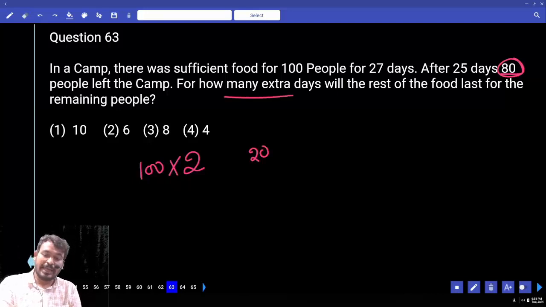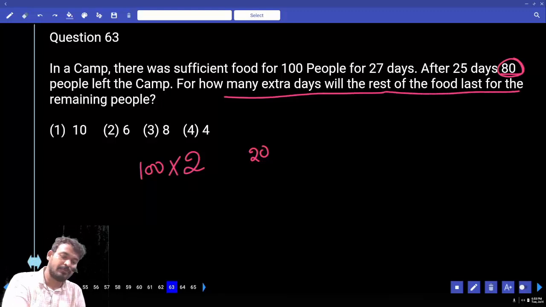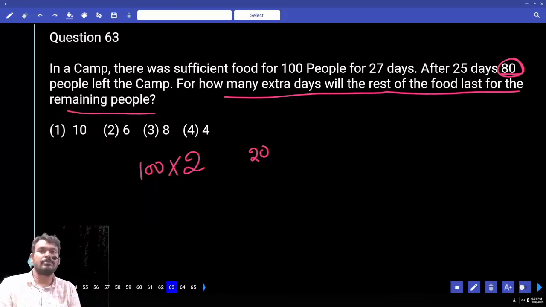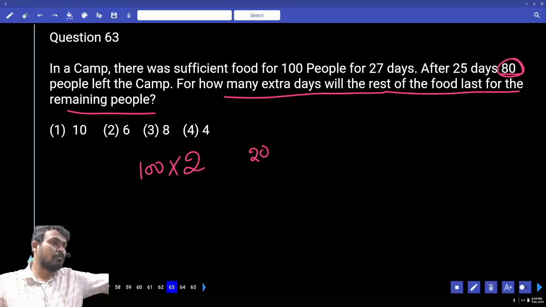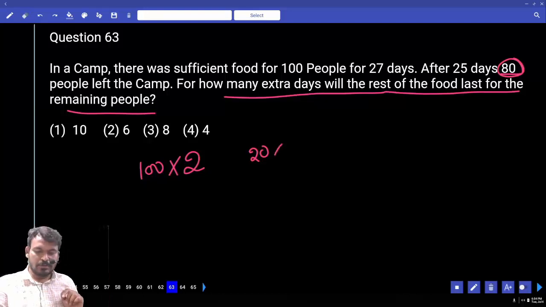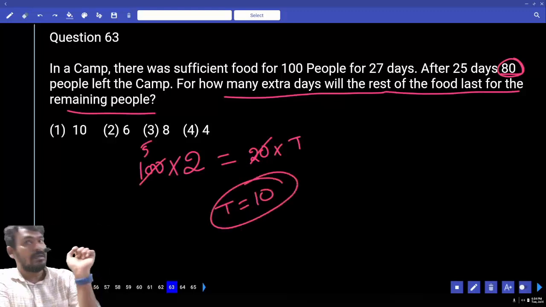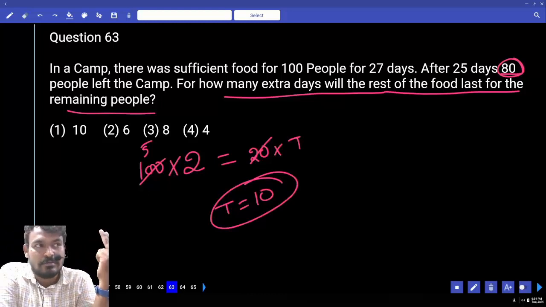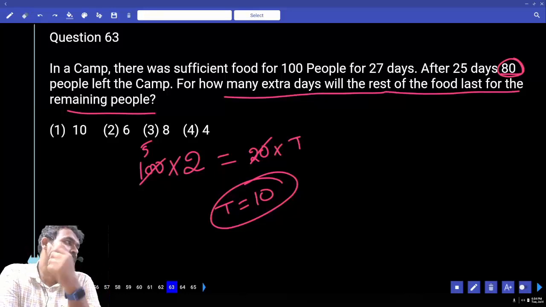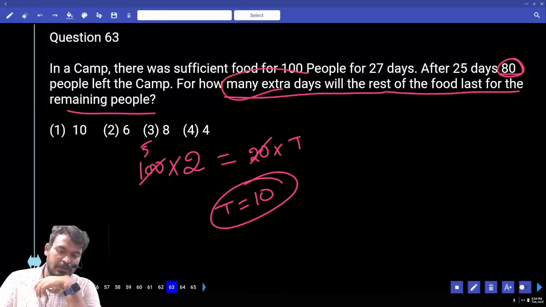For how many extra days will the rest of the food last for the remaining people? What are the remaining people? 20%. What is the remaining food? 100 into 2. The same food is sufficient for 20% for how many days? Into T. 20, how many times is 100? 5 times. T equals how much? 10 days. Actually, the remaining food is sufficient for 2 days, but here 10 days. How much time is extra? 8 days, sir. What is the question here? How many extra days? What is the answer? 8 days.